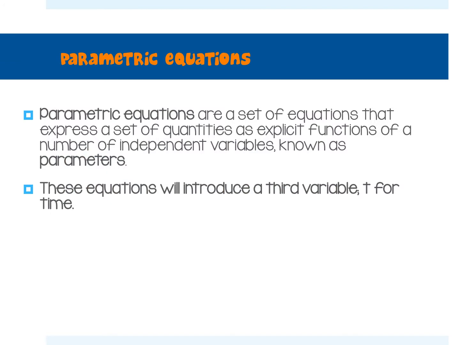A parametric equation is a set of equations that express a set of quantities as explicit functions of a number of independent variables known as parameters. These equations will introduce a third variable, t, and it represents time. So we are used to third variables being x, y, and z, and in parametric it is x, y, and t for time.